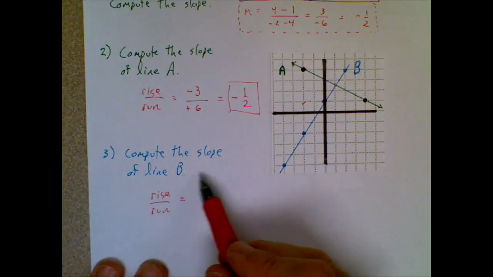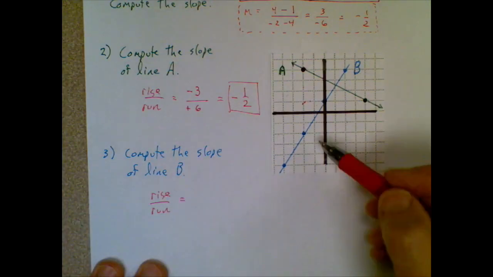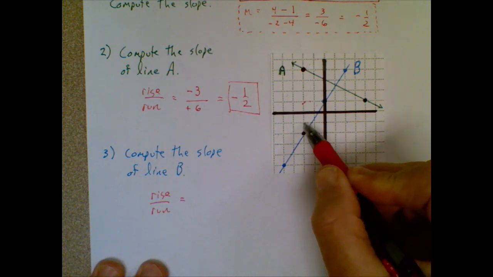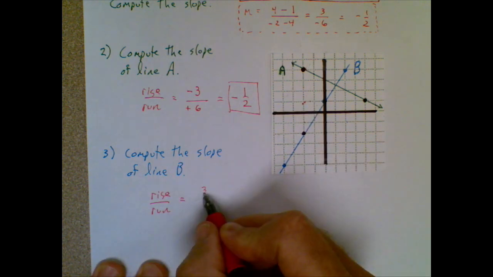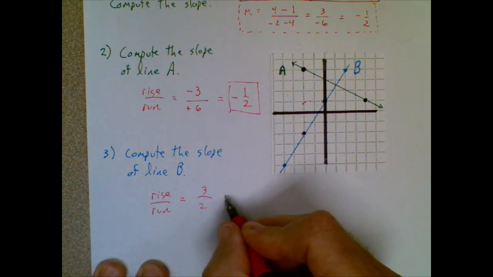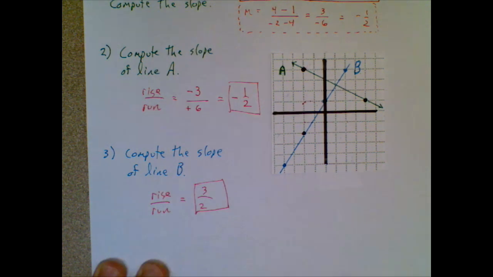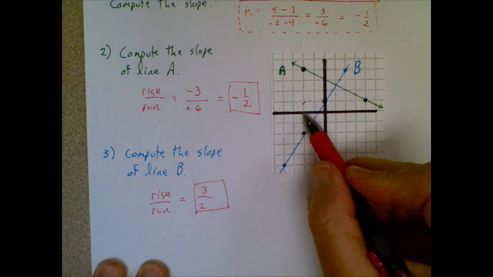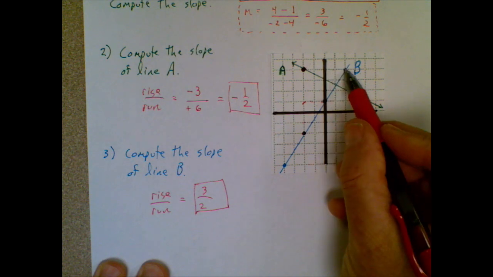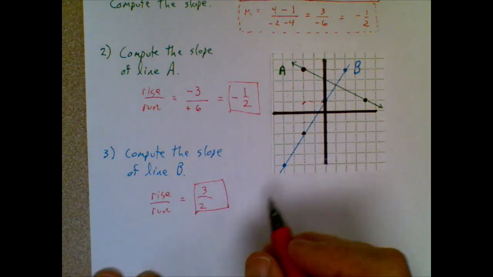For the last example, the slope of the blue line, line B, I could start here, and if I go rise, 1, 2, 3, run, 1, 2, positive 2. I don't even have to reduce that or anything. I have rise 3, right 2. But somebody else could do something different.